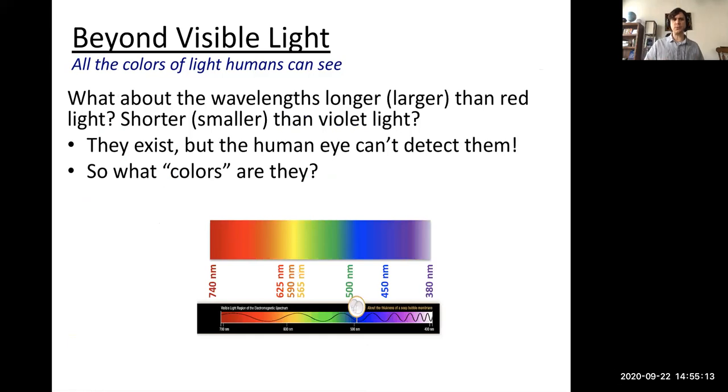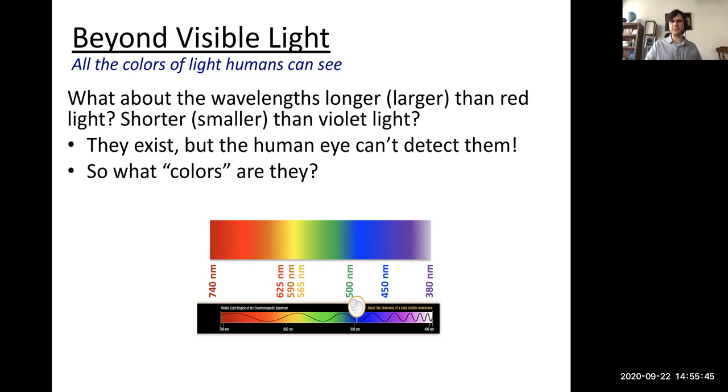So now we have to ask a question. This is a really narrow range of wavelengths, 380 nanometers to 740 nanometers. That's just shy of 400 nanometers of spread. That is a really small amount. 400 nanometers is about 0.4 microns, 0.4 millionths of a meter of spread in wavelengths. That's a really small amount.